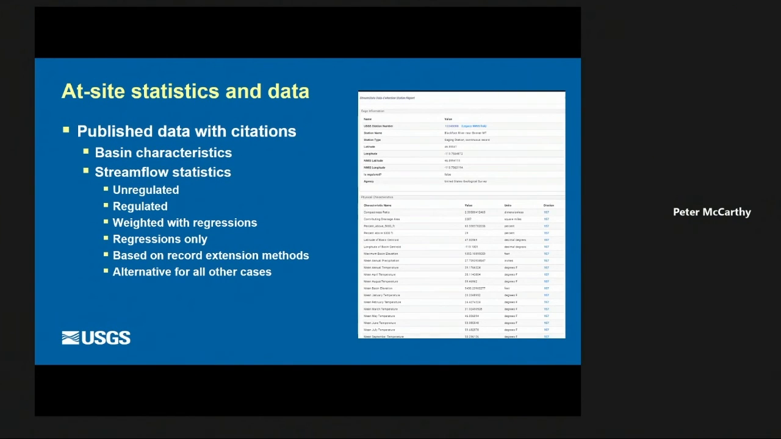At-site statistics and data, again, we have published data with citations that are implemented into our database. We also have published basin characteristics. When we jump into streamflow statistics, you'll see that we have unregulated, regulated, weighted with regressions, regressions only, maybe based on record extension methods like the MOVE.3, or in some cases we have an alternative for all other cases where maybe there's some additional analysis that went into that characteristic or that value. So when you are using our statistics, make sure that you understand what statistics are available and which ones you're using. Is weighted the most preferred value at this particular location? Or is this a regulated gauge that you really should be using the regulated streamflow statistics analysis?